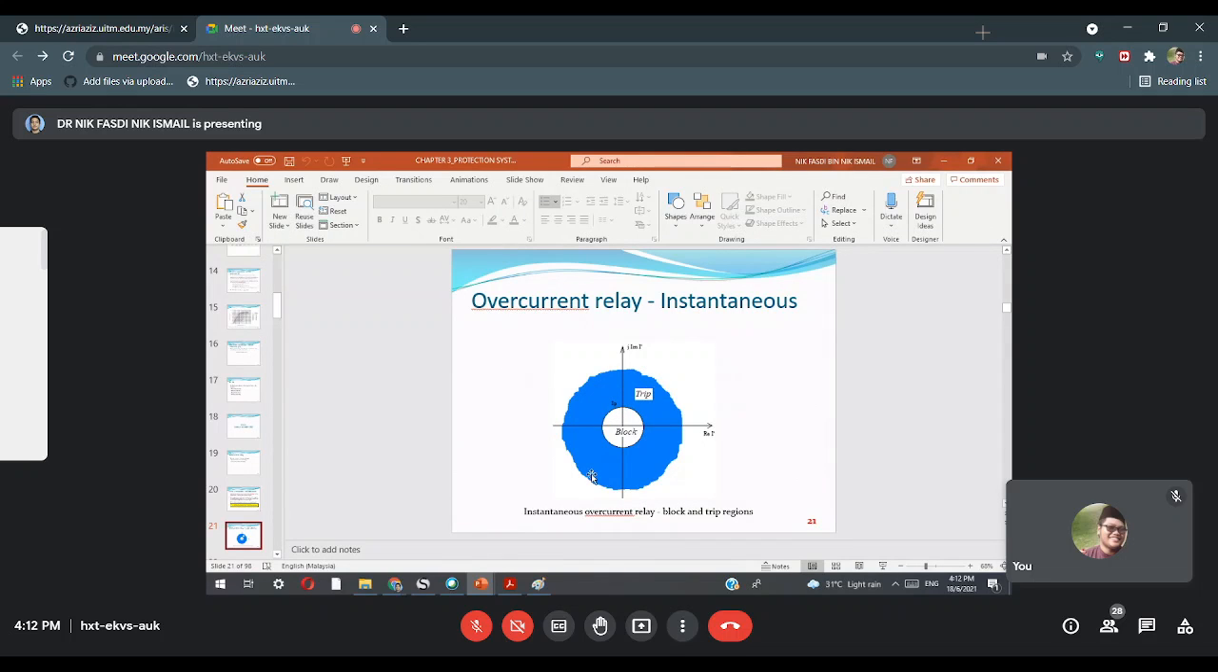That's why the blue color is outside, because it represents that I prime must be greater than IP, and it will trip. However, if I prime is less than IP, which is in this small circle, it is called the block region, and it will not turn on. Breaker U2 does not open and remains closed. Trip means breaker U2 opens, and when it opens it will isolate the part. Current cannot flow to the load, or the faulty part is isolated. So the trip region is when I prime is greater than IP, and the block region is when I prime is less than IP.